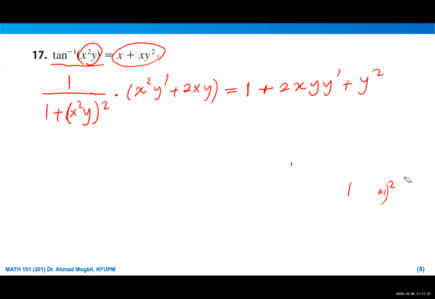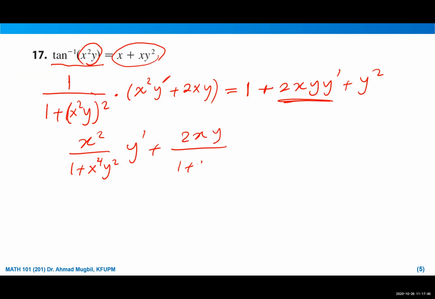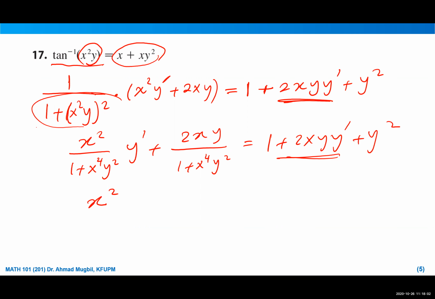Now it is just about solving an equation for y prime. Where we have y prime, we have it here and also here. So we will solve it for y prime. How? We will distribute. It is x squared over 1 plus x to the power 4 y squared, y prime, plus 2xy over 1 plus x to the power 4 y squared, equals 1 plus 2xy y prime plus y squared. Now you will take this one to the other side. You can distribute this and multiply it by the right hand side if you want.